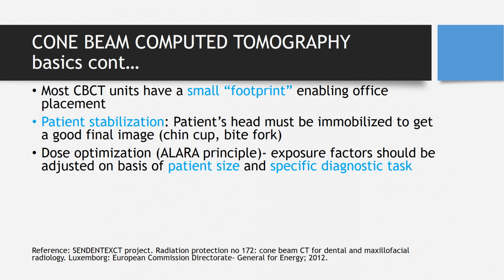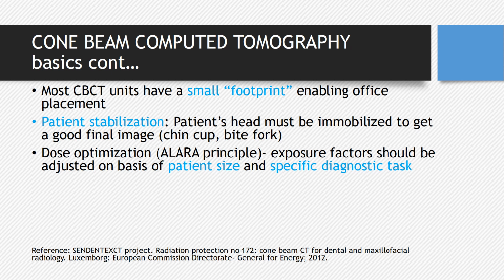Most CBCT units have a small footprint. That means they are easy to place in your office setup, and even if you have a small office in an urban setting, a CBCT unit can fit into it, and you can have an enclosed space for that unit, with of course enough radiation protection in place.